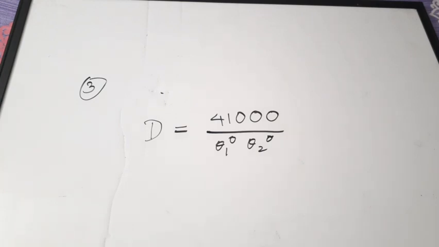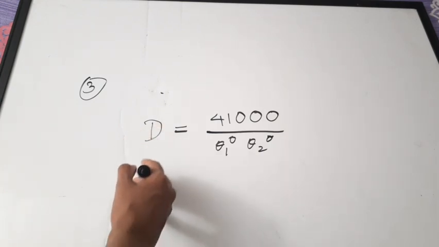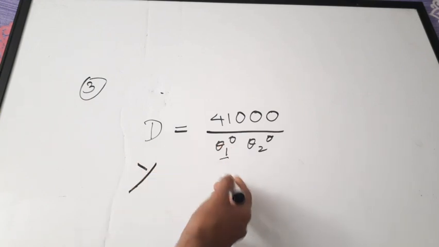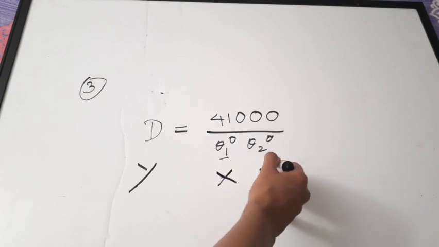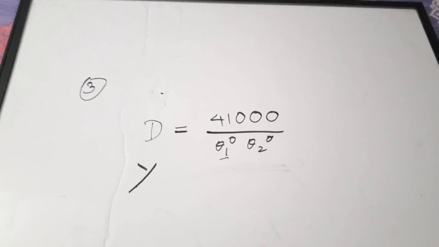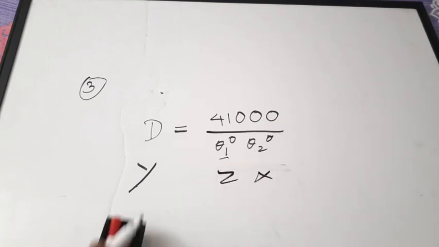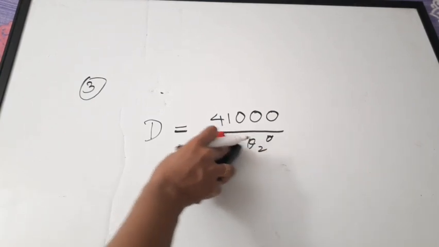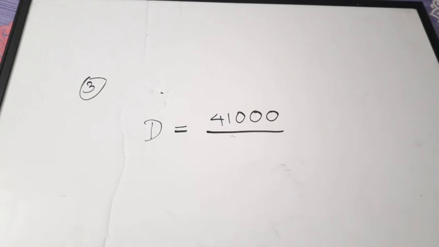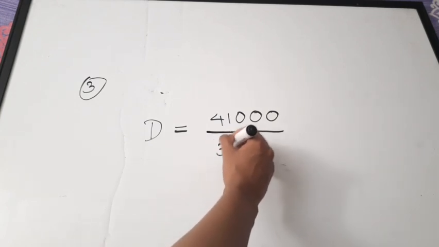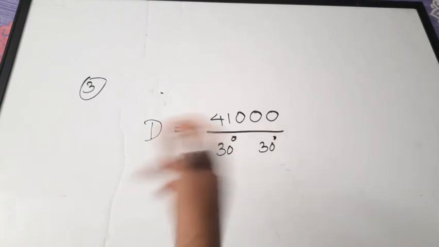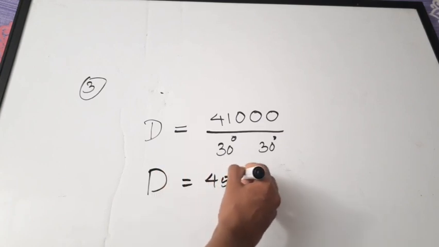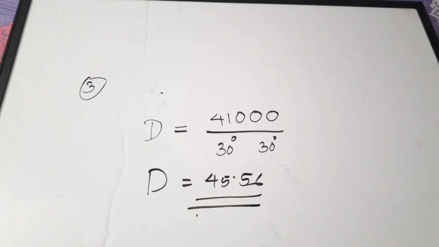Here we need to find the directivity of the lobe pointing in the Y direction, and the angles have to be perpendicular to this: Z and X. So here you have to substitute the values directly. It is in degree, and in the question the beam width is also given in degrees. So 30 degree, 30 degree. Just take the product and divide. You will be getting directivity D equal to 45.56.